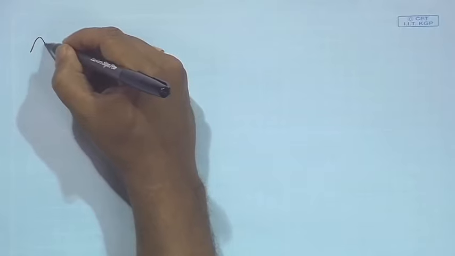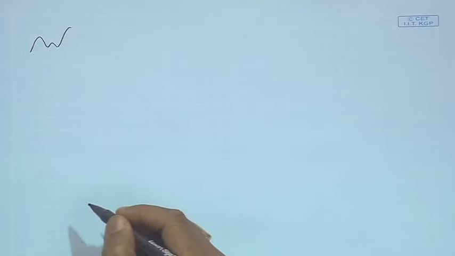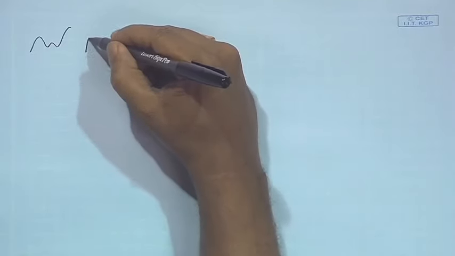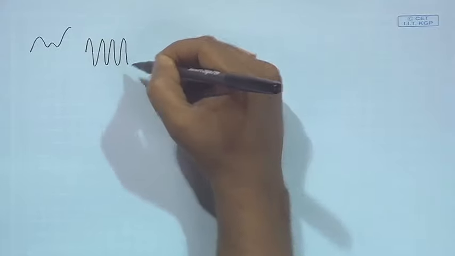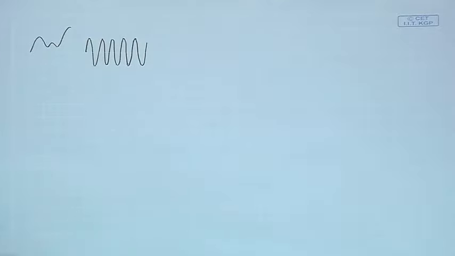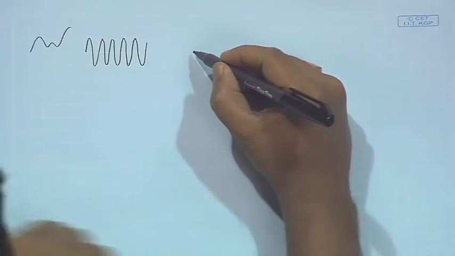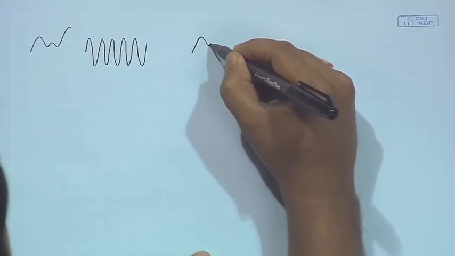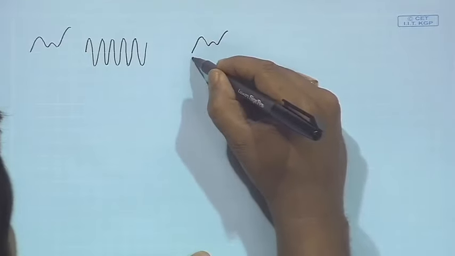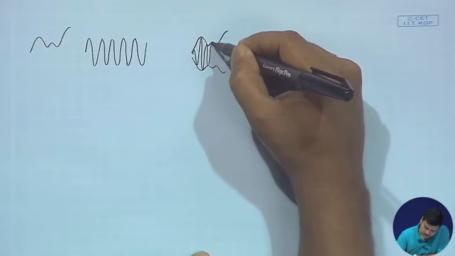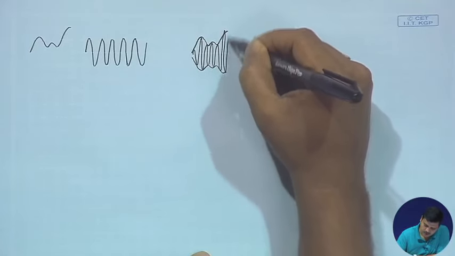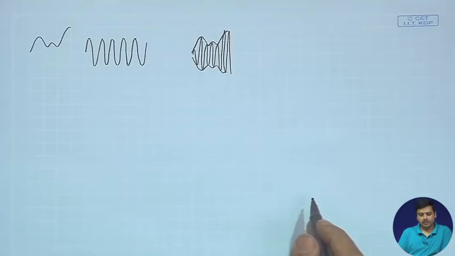So, if you consider a typical analog waveform, let us say this, and we have a carrier, let us say this. If you were to modulate the carrier with this waveform, what you would typically get is the envelope, and you would get the analog amplitude on the carrier, right.